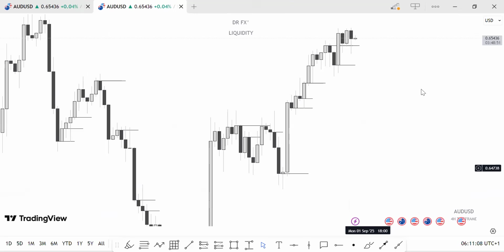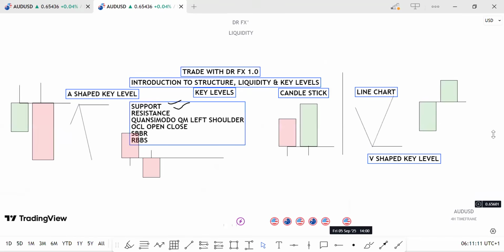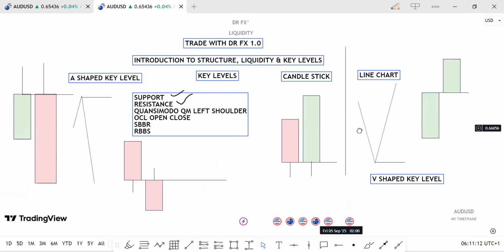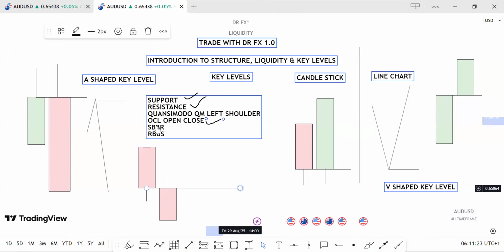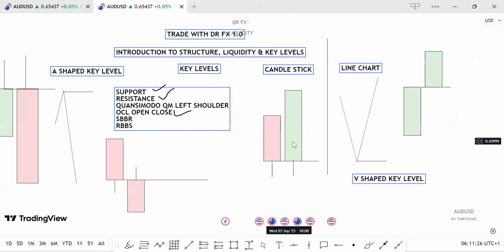These are bullish and bearish OCLs. Then next we move to SBBR and IBBS. Before I come to QM, now what is SBBR? Now I would use this for explanation. I want you to pay close attention. This is a support, right?